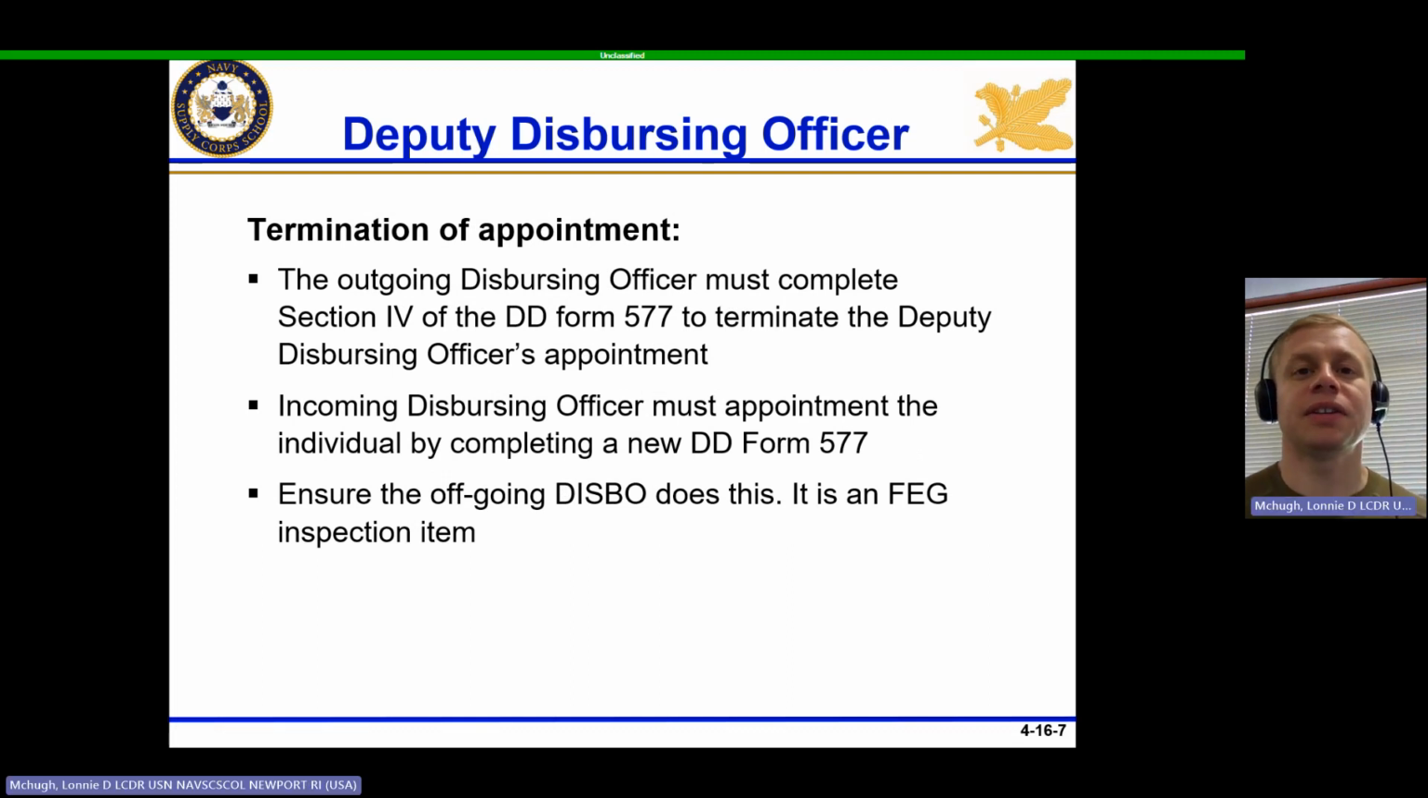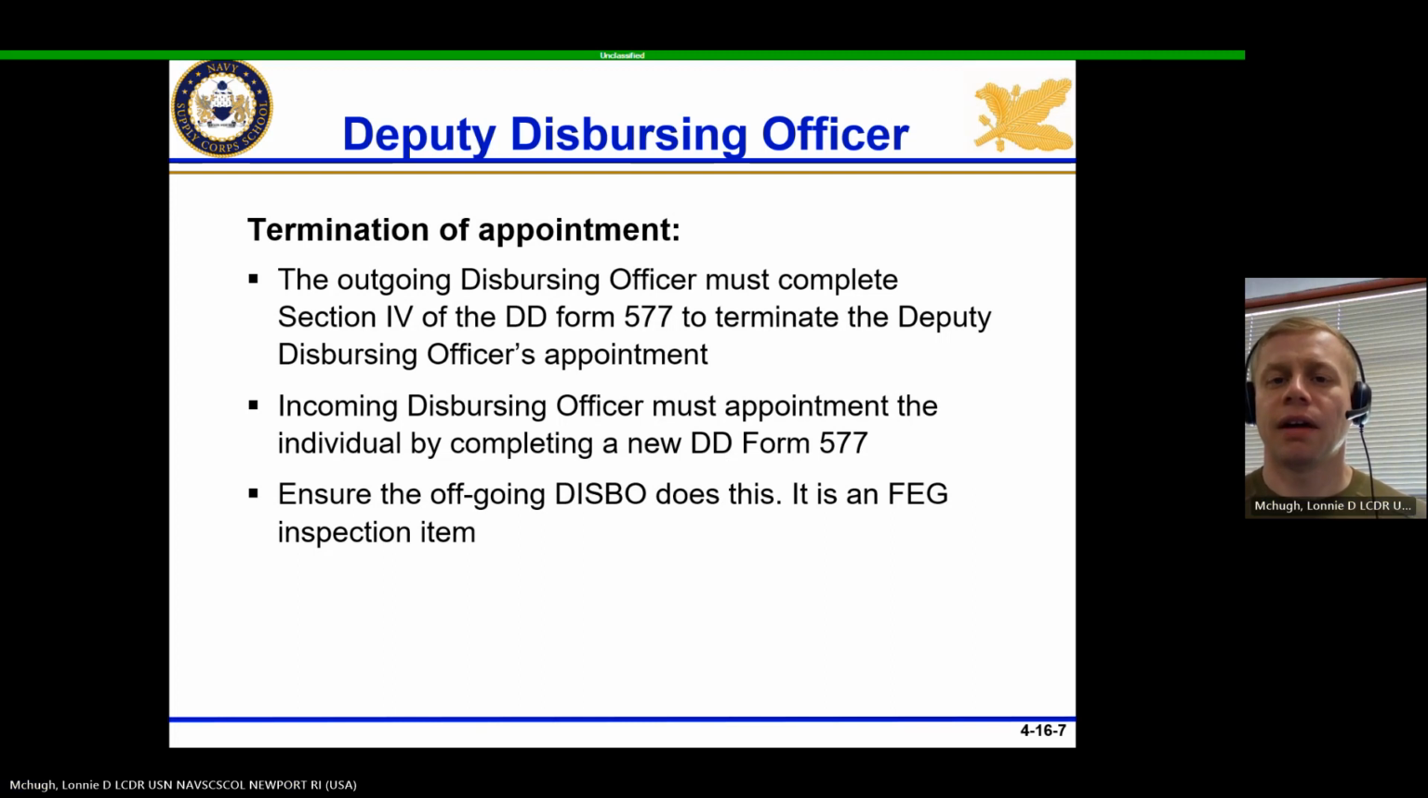The 577 isn't only used to appoint, it is also used to terminate an appointment. And that could happen if the deputy was PCSing, or you as the disbursing officer were PCSing and you wanted the new disbursing officer to complete a full new DD Form 577 with the deputy. And that helps with the new disbursing officer saying, yes, I appoint this person. I understand that they are capable and can do these certain functions, and I authorize them to do X, Y, and Z.